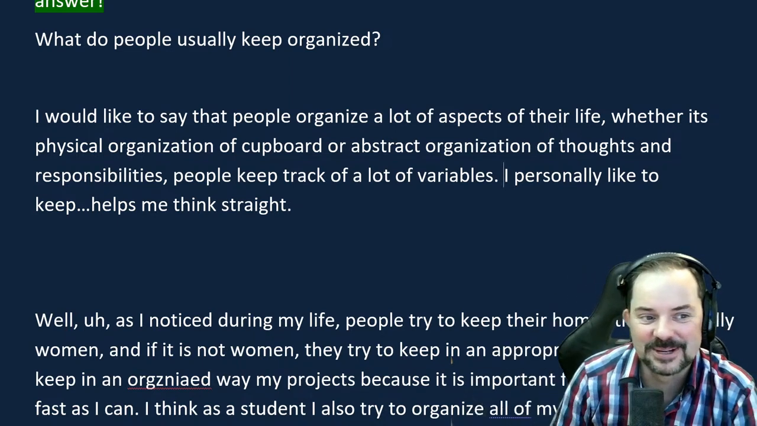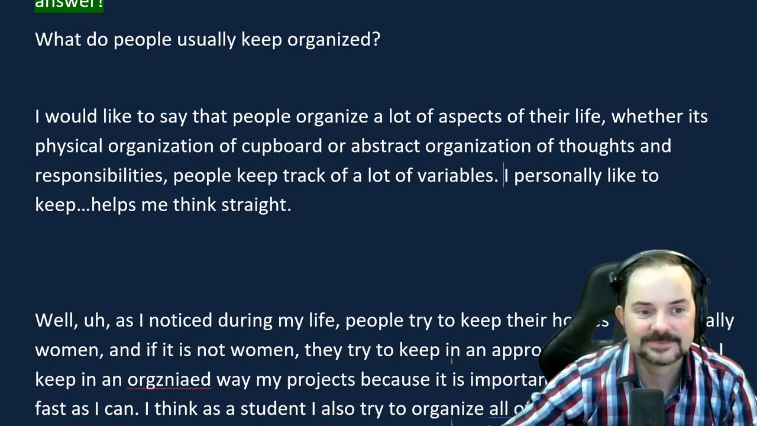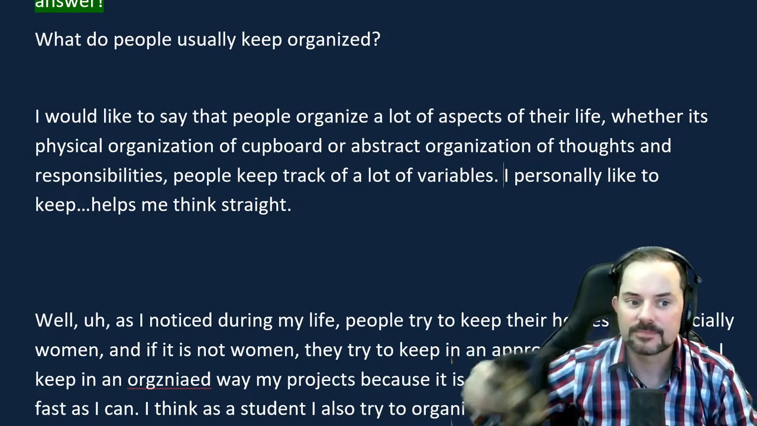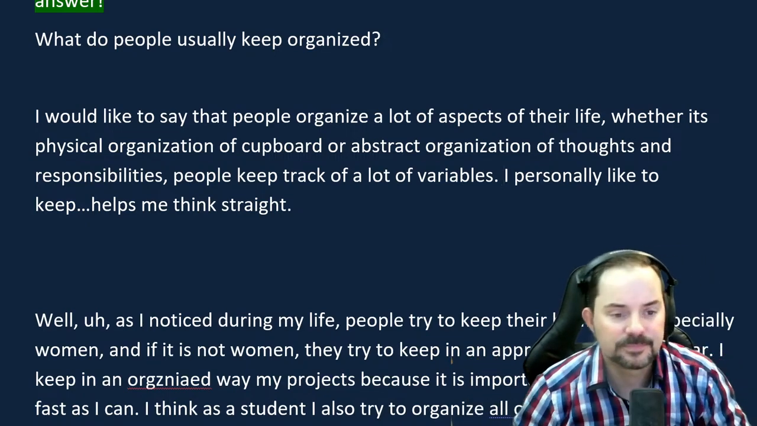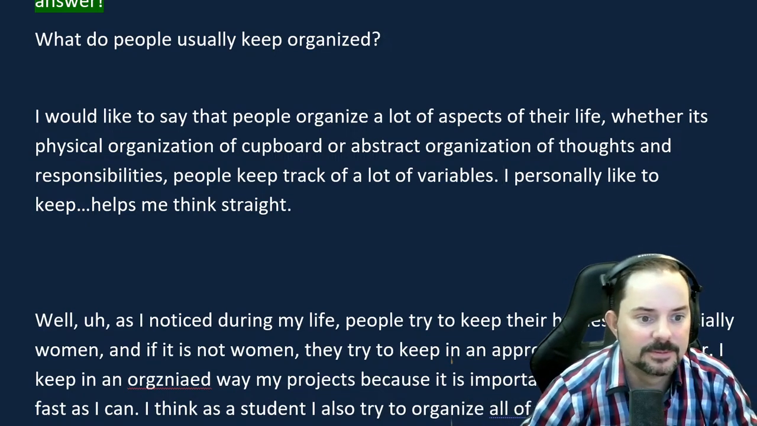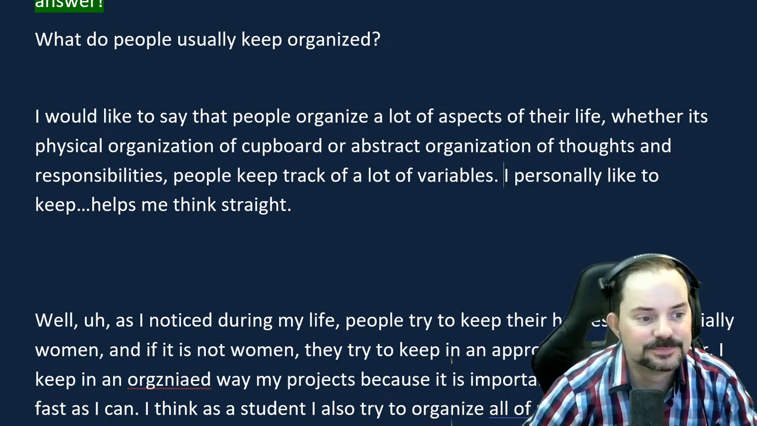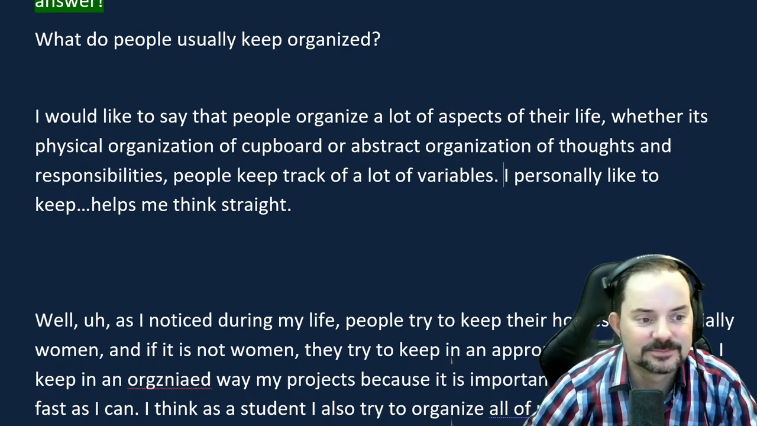What do people usually keep organized? I would like to say that people organize a lot of aspects of their life, whether it's physical organization of cupboards or abstract organization of thoughts and responsibilities. People keep track of a lot of variables. I personally like to keep track of my schedule. It helps me think straight.